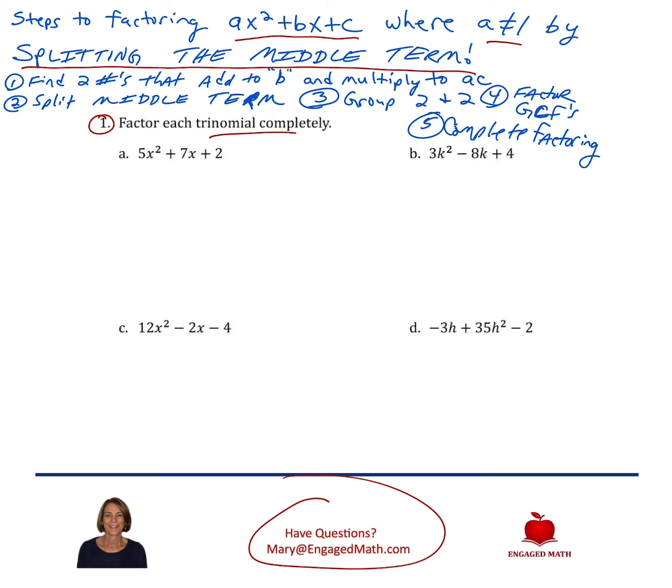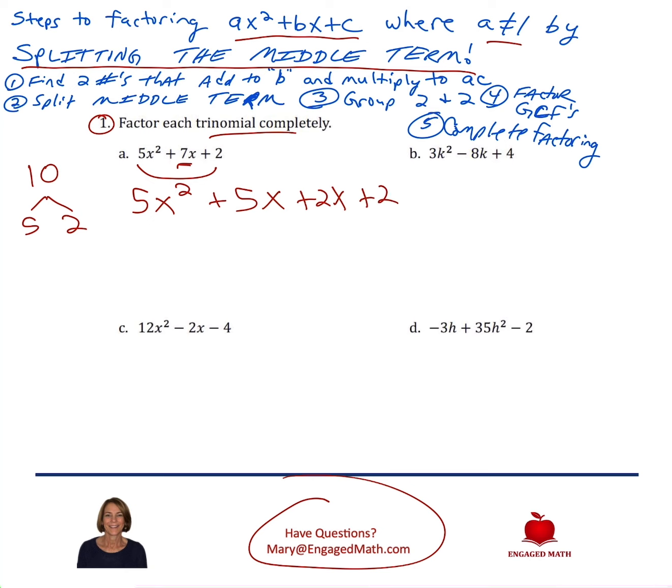But for now, let's follow the steps that I have written at the top. Our first task is to find 2 numbers that add to b and multiply to ac. So ac is 10, and the 2 numbers that multiply to 10 and add to b, which in this case is 7, are 5 and 2. So we've accomplished step 1. Step 2, split the middle term. So what that means is we use those 2 numbers and we split the 7x into 5x and 2x.